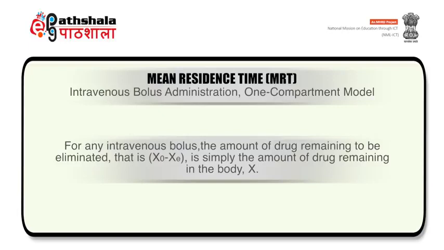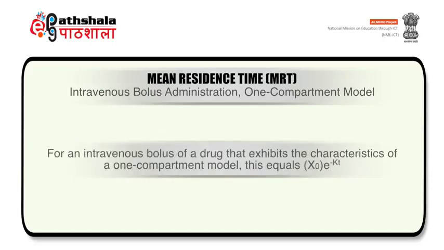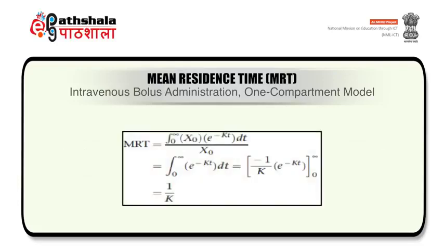For an intravenous bolus, the amount of drug remaining to be eliminated, that is X0 minus Xc, is simply the amount of drug remaining in the body, that is X. For an intravenous bolus of a drug that exhibits the characteristics of a one compartment model, this equals X0 e to the power minus Ket, and on substitution again we get MRT is equal to 1 over K.